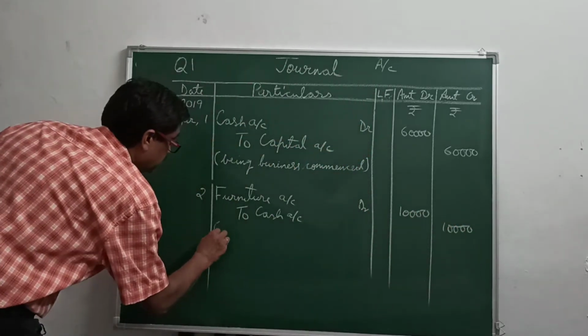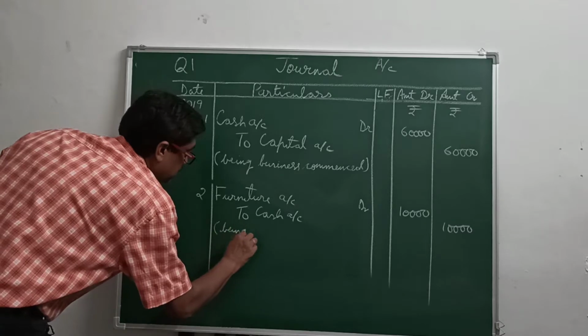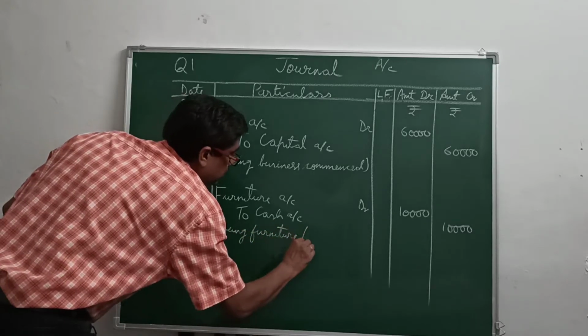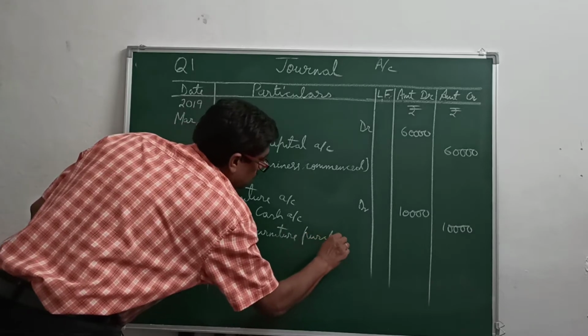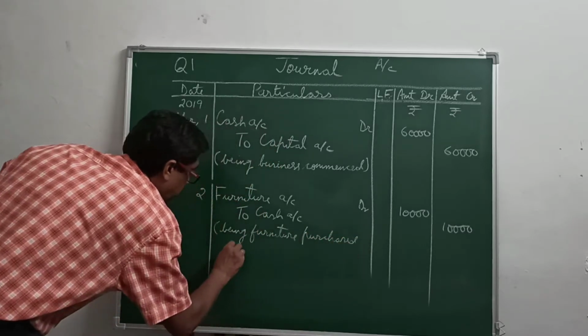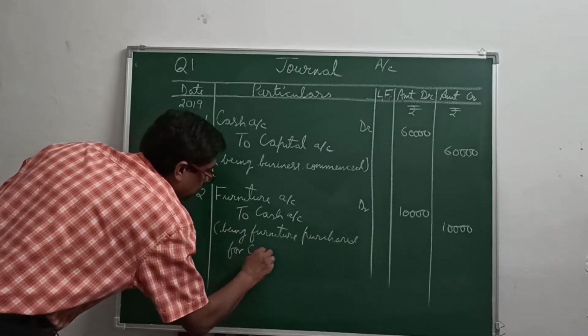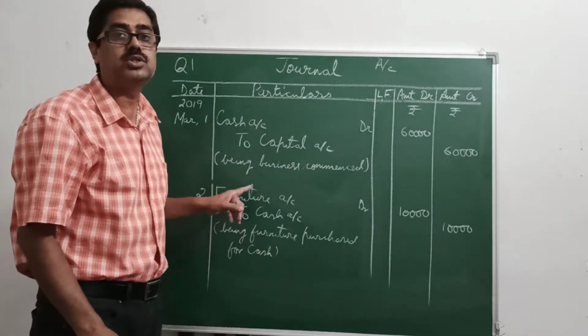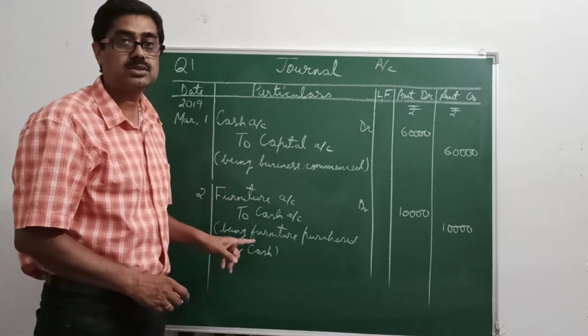Narration will be being furniture purchased for cash. Now here you have to write a little longer narration because you have to mention what you have purchased, furniture, how, for cash.